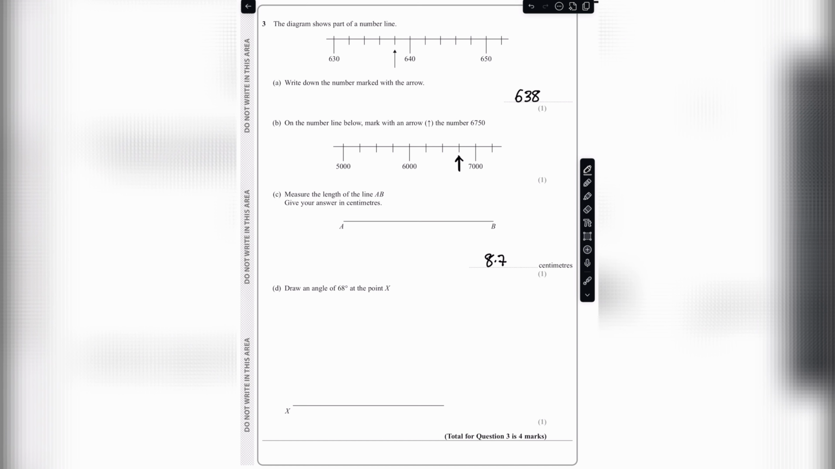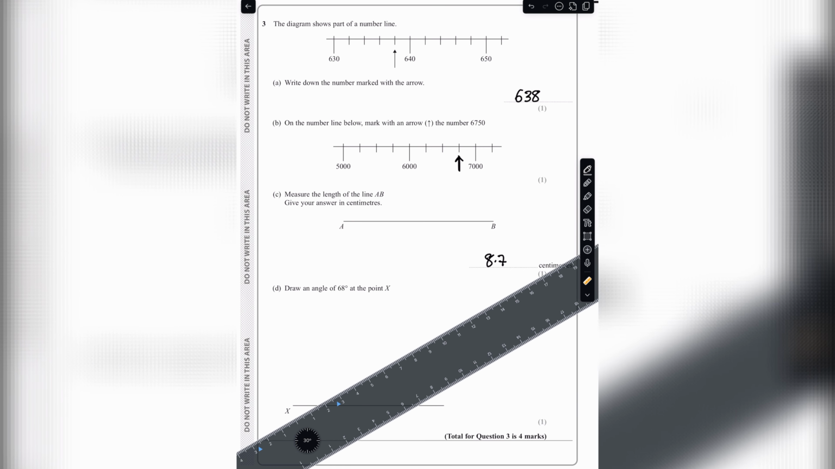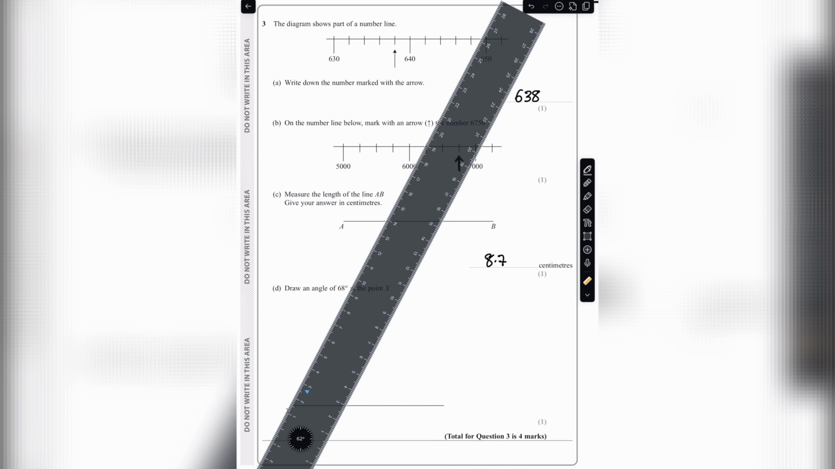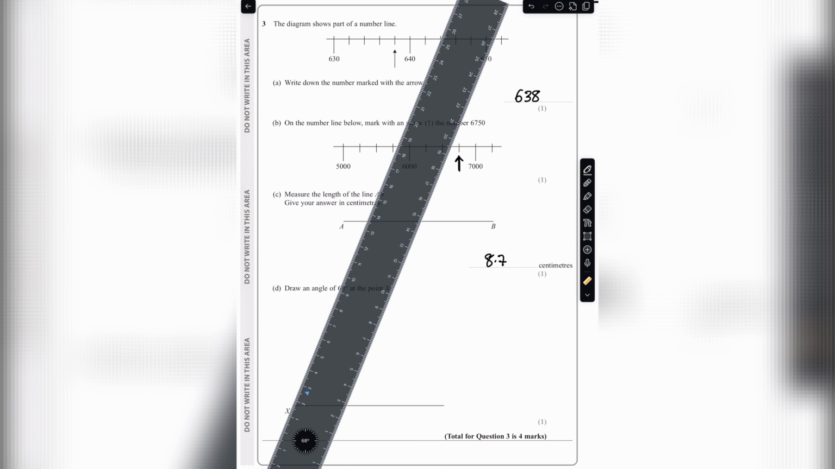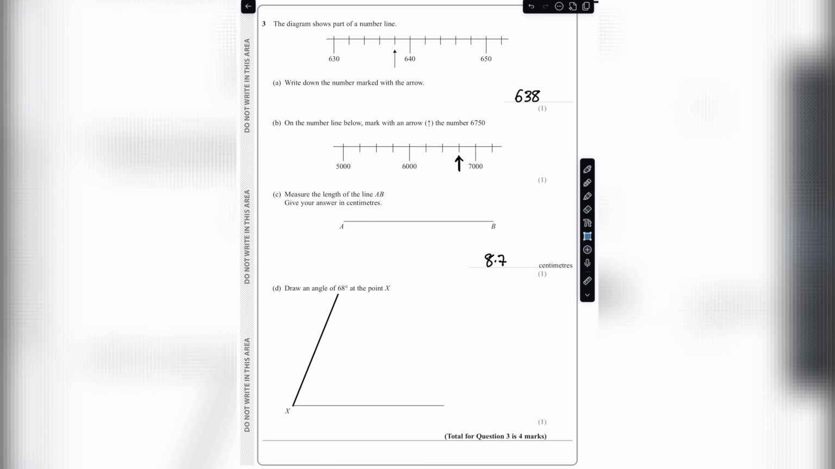In the final part of this question, we are told to draw an angle of 68 degrees at the point X. So when I use my digital protractor, all I need to do is rotate to about 68 degrees. So hopefully we managed to get that. And then all I need to do is just find the 0 mark and place it at the point X, which is roughly there. And then all I'm going to do next is very easily draw a straight line, and then I'm going to connect this line to that point X. And that is your final answer.